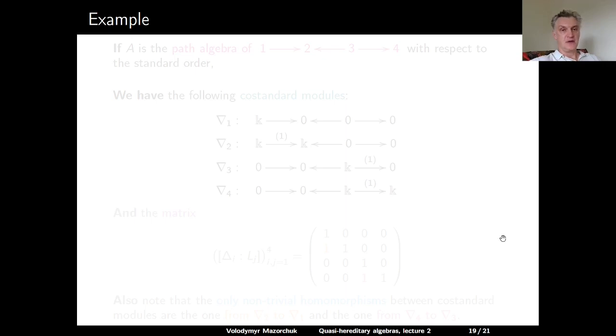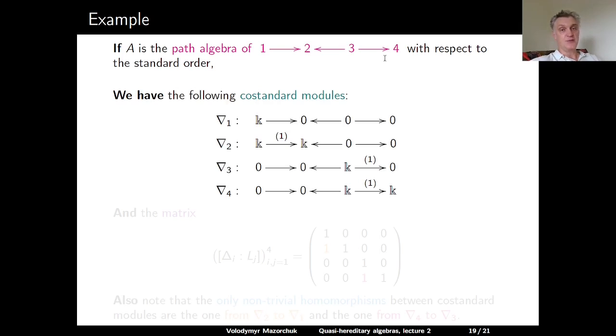Now let us look in more detail at the last example. We have the path algebra of the quiver with vertices 1, 2, 3, and 4, and arrows from 1 to 2, from 3 to 2, and from 3 to 4, with respect to the standard order. We have the corresponding costandard modules. Nabla 1 is L1, nabla 3 is L3. Nabla 2 has L2 in the socle and L1 in the top, and nabla 4 has L4 in the socle and L3 in the top.